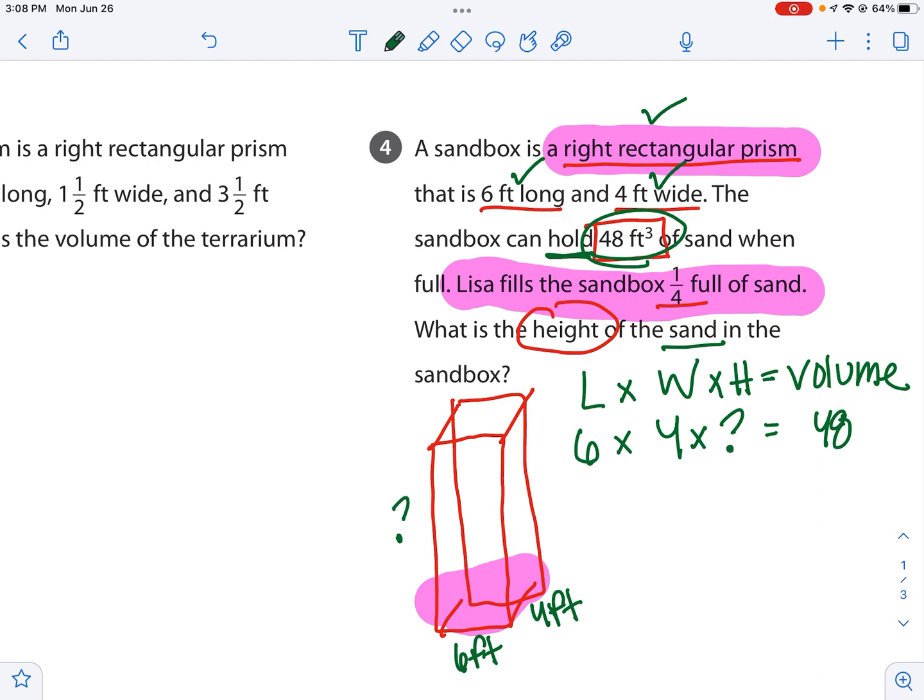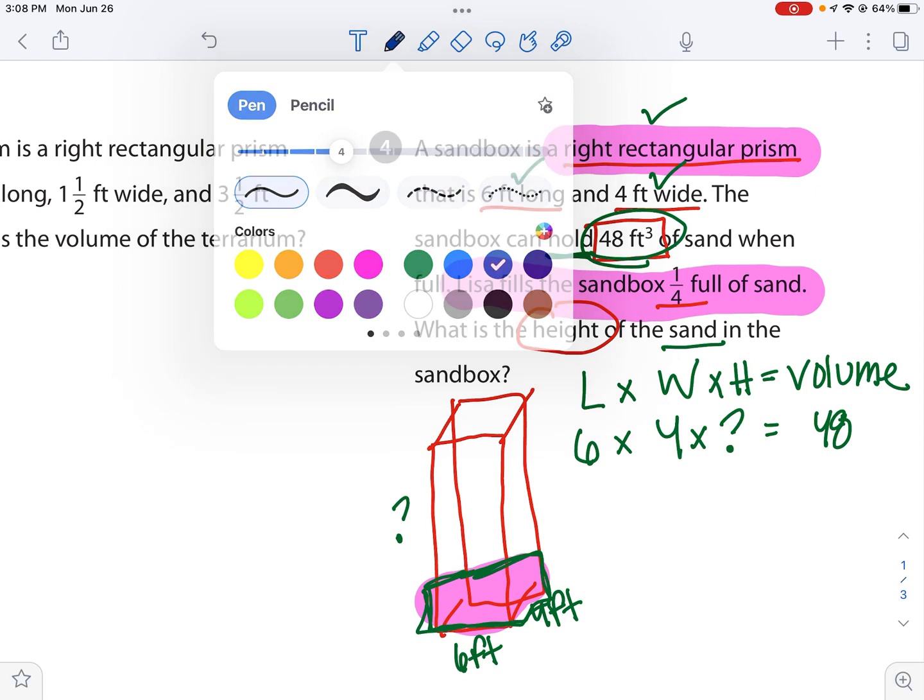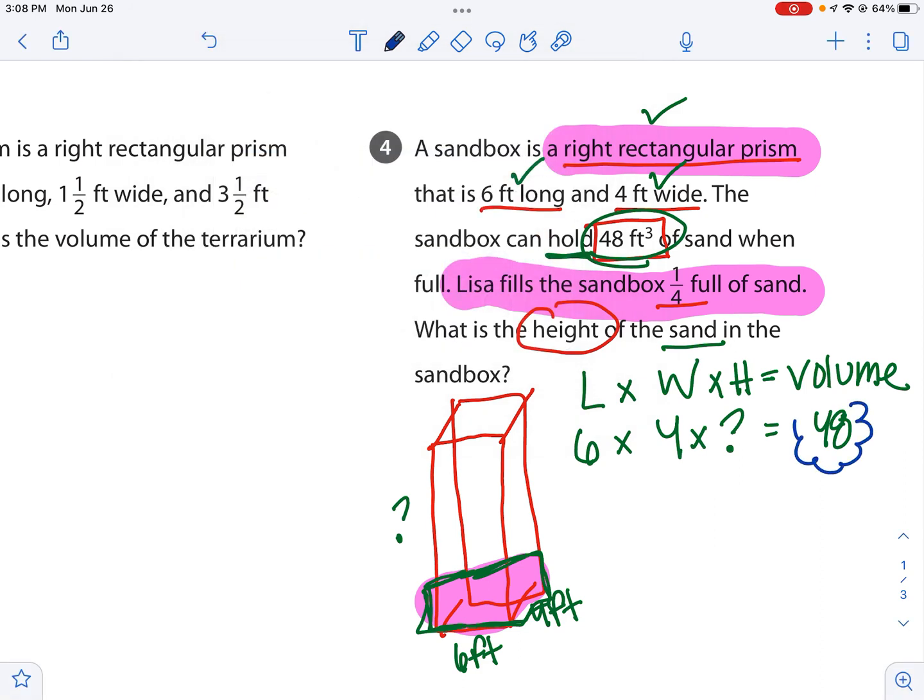Okay, now here's something that's kind of different. Instead of just finding what the height is of the rectangular prism, they only want to know what the height of this section right here is, the 1/4 section. So what I'm going to do is divide my whole volume that I have, which is this 48, or multiply, I guess I should say, by 1/4 to figure out how much volume I'm actually dealing with.